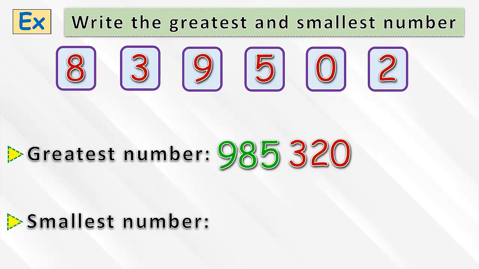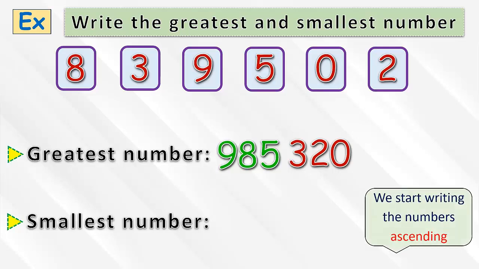And now, let us form the smallest number. As we agreed before, in order to form the smallest number, we must start writing the numbers from left to right in ascending order, that is, from the smallest number. And because the smallest number we have here is the 0, we will not be able to start with it because the 0 on the left has no value. Therefore, we must start with the smallest number after the 0, which is the 2 here. So, we will start with the number 2.